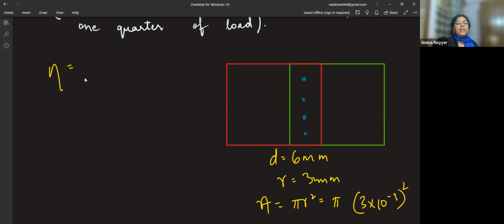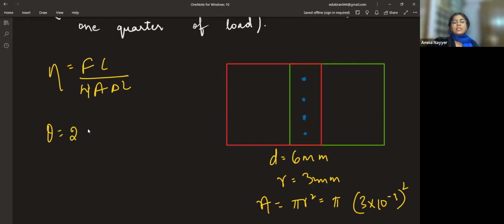Eta is equal to F L by A delta L. Now see, this is for one rivet only, that is, for this one screw. And there are four screws in your system. So what will you do? You will multiply by four times the area. We will not consider one area, because we are not just talking about one of them, we are talking about all of them. That's why four times the area.